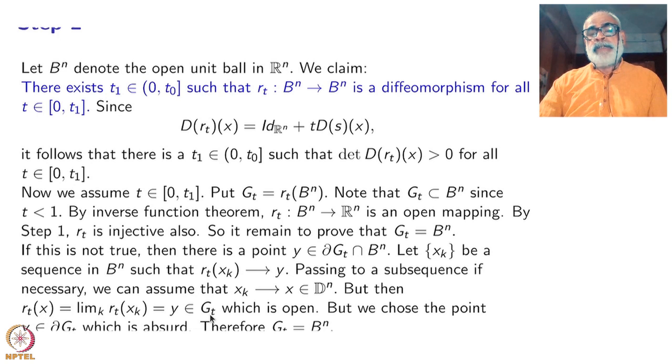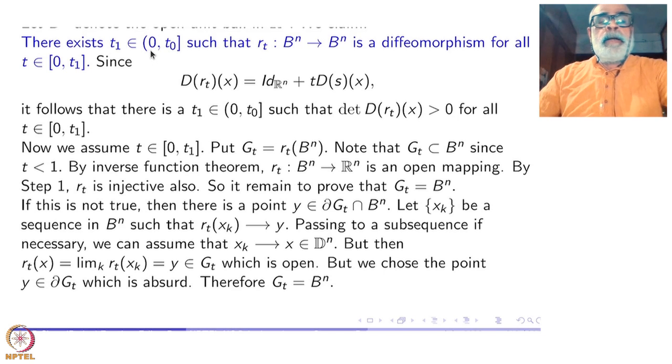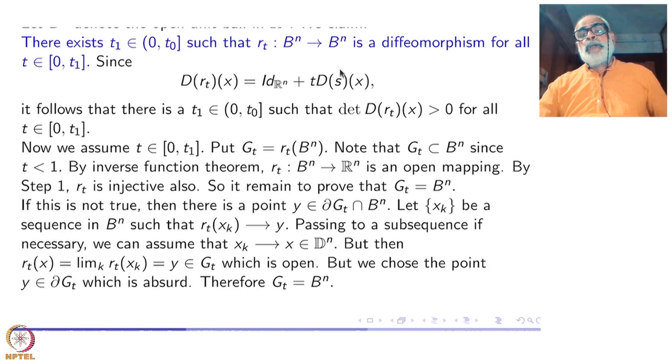Okay, G_t is what? G_t is the image of r_t, so which is an open set. But we chose a point y inside the boundary. Now that is absurd. Therefore, G_t is equal to V_n. So, in two steps we have proved that we have located a positive number between 0 and 1 such that for all points inside that one, r_t is a diffeomorphism onto the entire V_n, V_n to V_n.